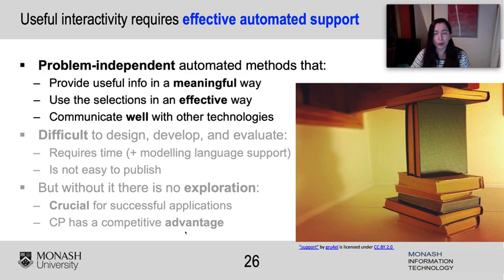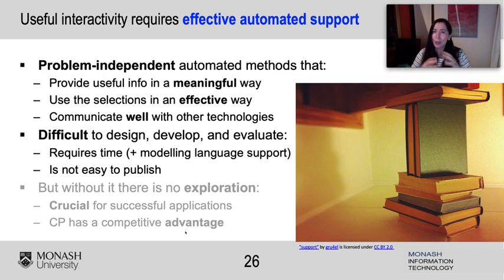Unfortunately, doing this is difficult. It's difficult to design, develop, and evaluate these systems. It requires a lot of time and extensive modeling language support, and it's not easy to publish. After all this time, think about very complex systems like Gecode. On paper, well, actually, not even one paper, I believe. But then when you actually make them available, they're so useful, everyone uses them. So it requires time, but they're worth it.